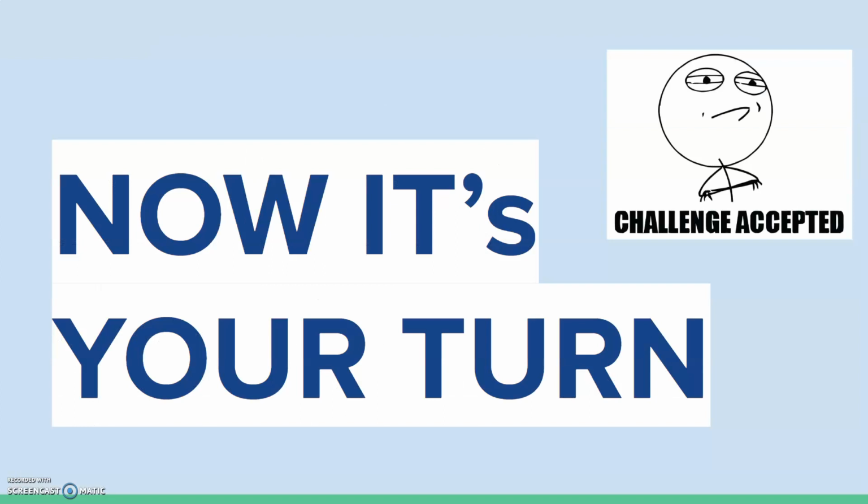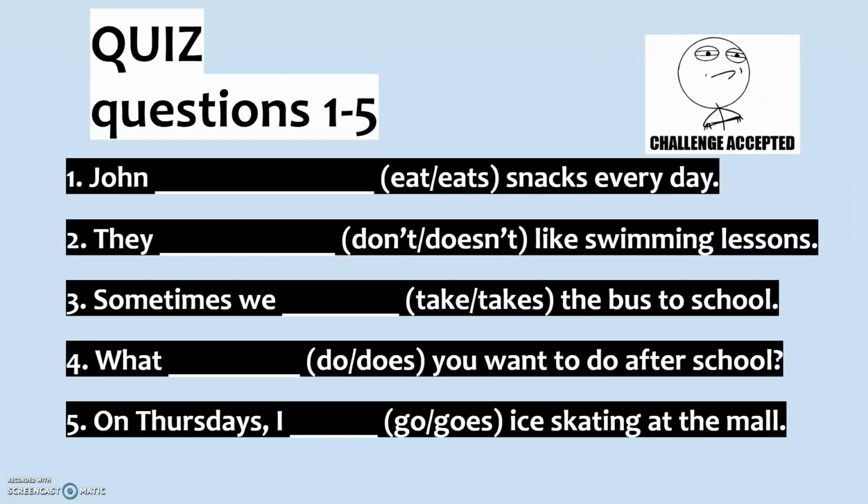Okay, let's see if we've got it. I've got a few questions for you. 10 questions to be exact. A challenge for you, so it's your turn. If you can write down number 1 to 10 on a piece of paper, and then we can see if you can answer these questions correctly. So here are the first 5 questions. You need to choose whether to answer it with eat or eats. Don't or doesn't, take, takes, do or does, go or goes.